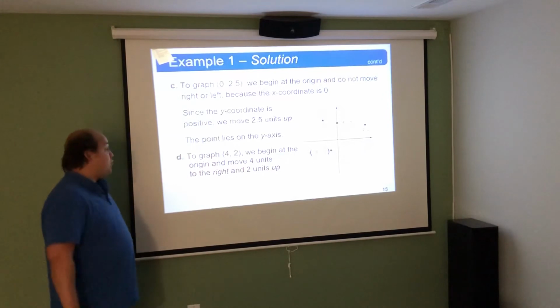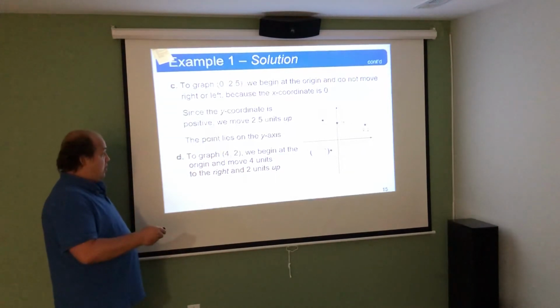To graph 4, 2, we begin at the origin. We move 4 units to the right. 1, 2, 3, 4. Then we move 2 units up. 1, 2.